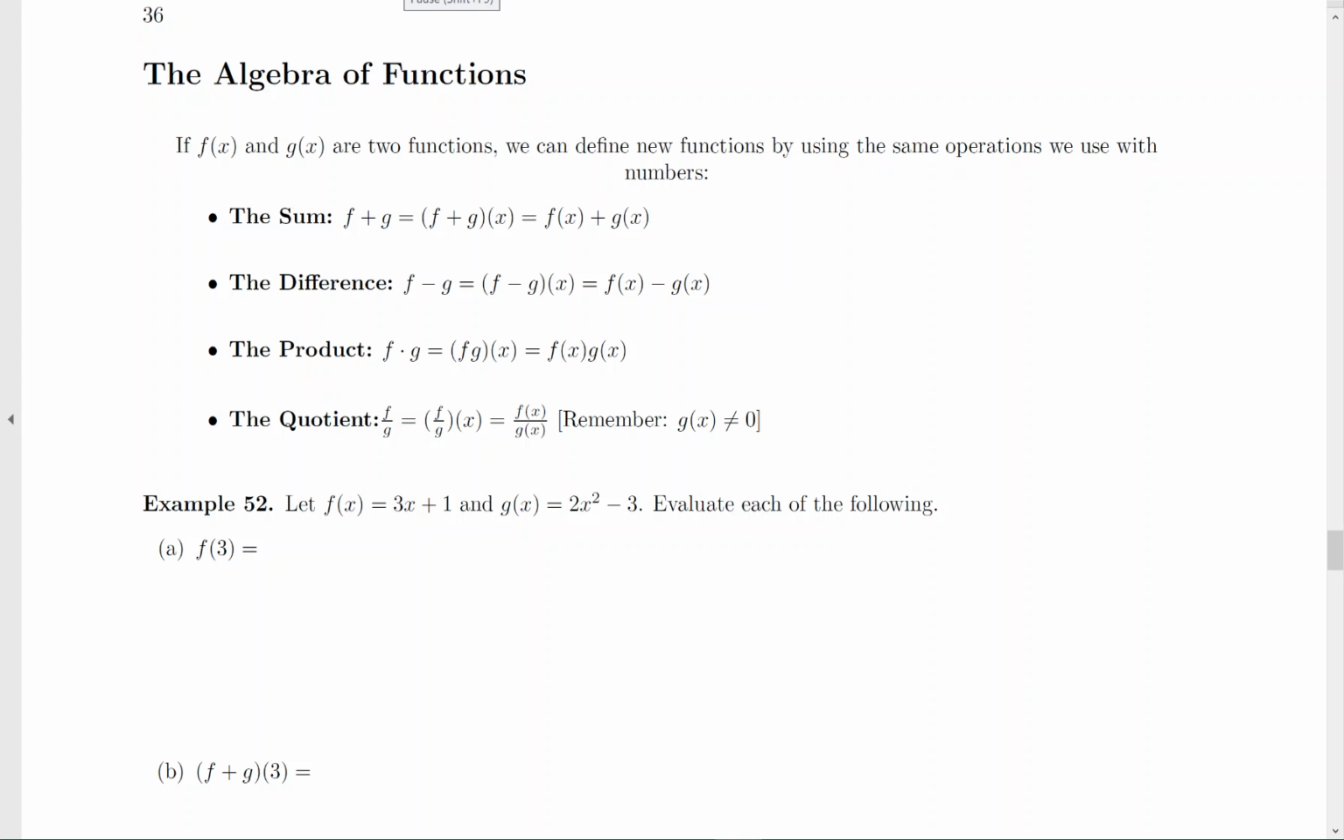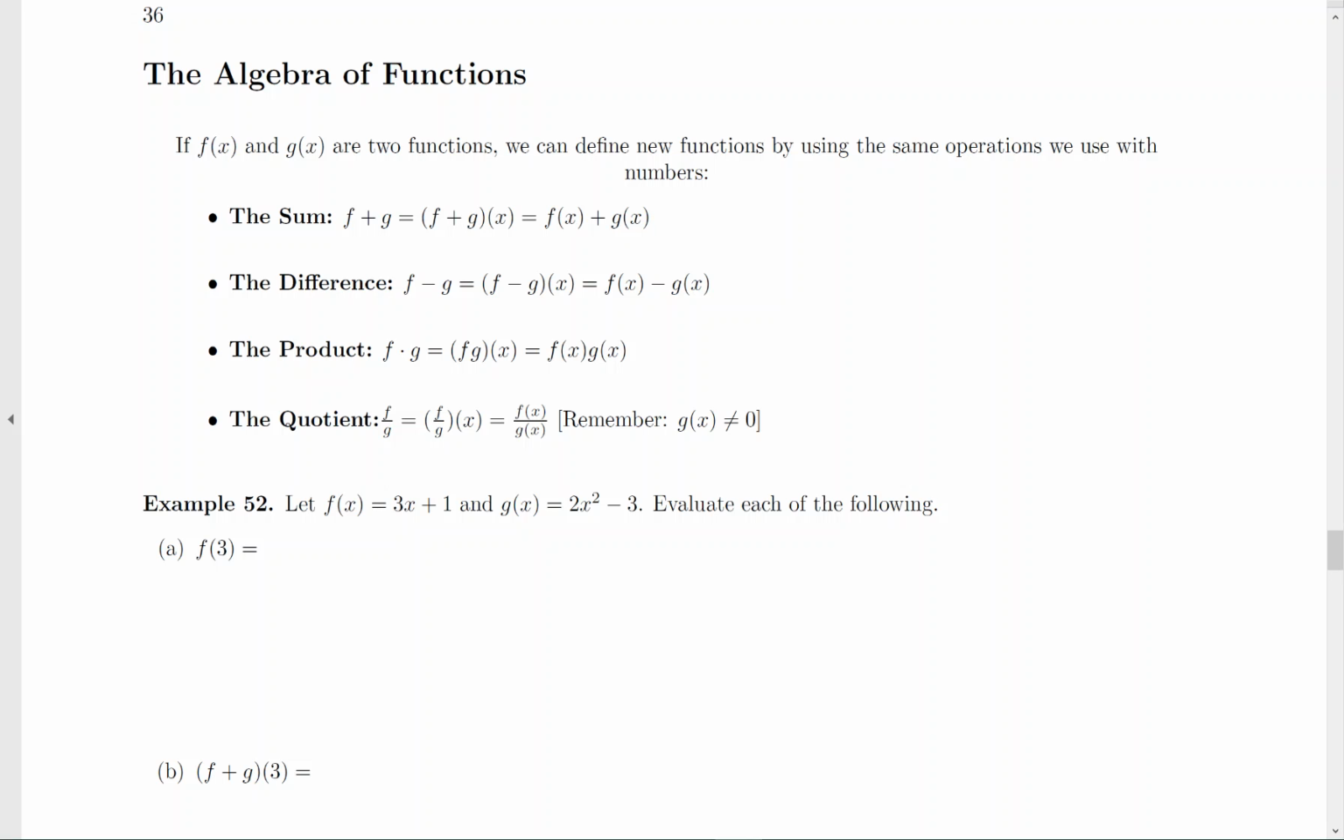The algebra of functions is going to take a look at how we can create a new function given two functions, and the way we create it is through operations such as addition, subtraction, multiplication, and division. If f of x and g of x are two functions, we can define a new function by using the same operations we use with numbers. The first one is the sum.